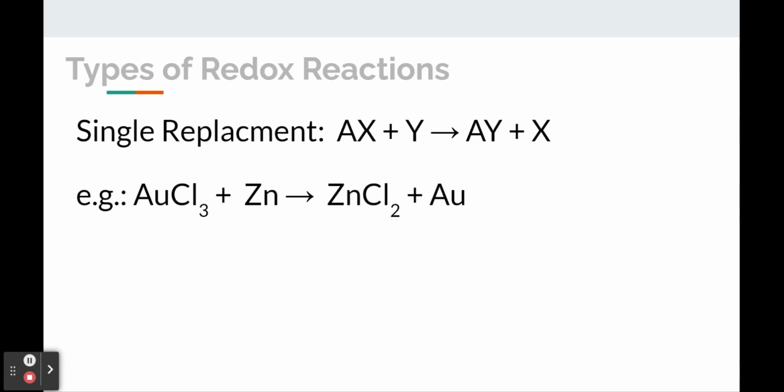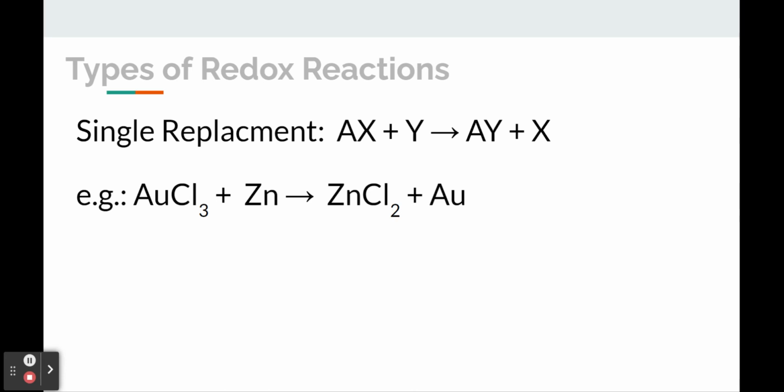So here's an example of that. Gold and chlorine are bonded at first on the left-hand side. Zinc is by itself. And then the zinc replaces the gold. That's what's going on here. They're both metals. They're replacing each other. And on the right-hand side, you have zinc with chlorine. And then now the gold is by itself. That is a single replacement.